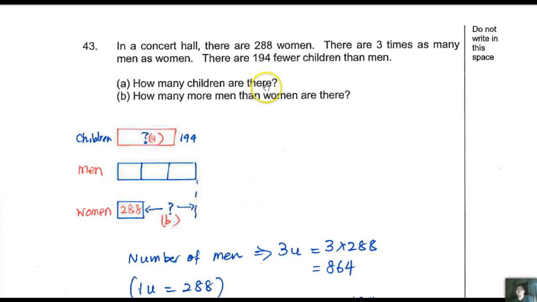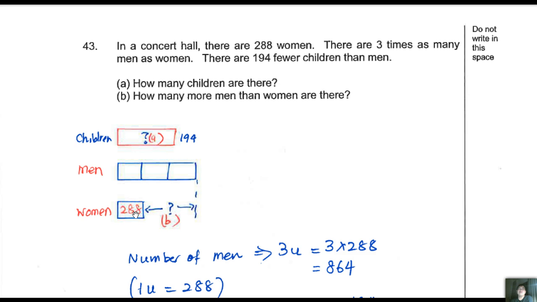Okay, in the concert hall there are 288 women. There are 3 times as many men as women. Okay, now I lock it over here. Men 1, 2, 3u, women 1u. Now what was given here is there are 288 women. Quickly, I take this number, I place inside this representing women. It means I've already found out 1u. 1u is 288.